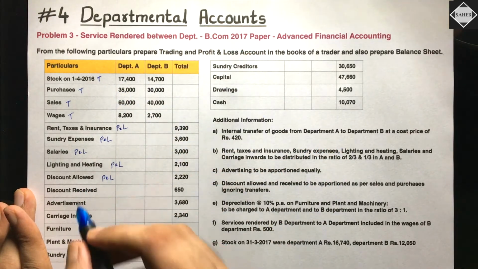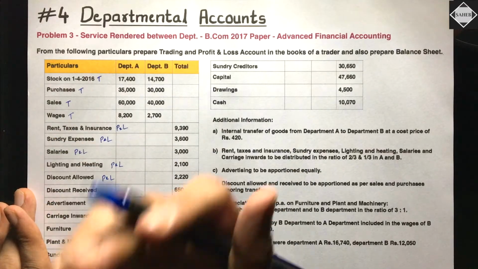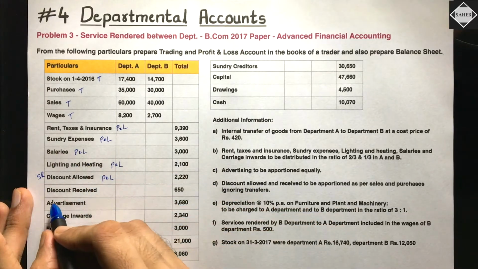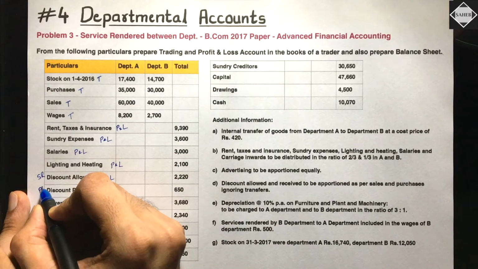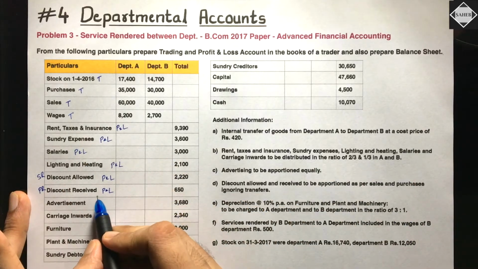Now, how are we going to distribute this discount allowed? You all know it is connected with the sales. We give the discount to our customers. So, sales ratio. Fine. Then discount received is connected with purchases. Discount received, purchase ratio. Where will this go? P&L only, on the credit side, it is income.